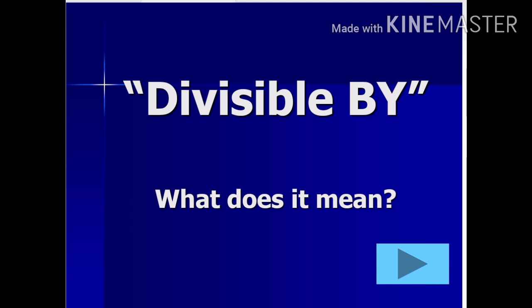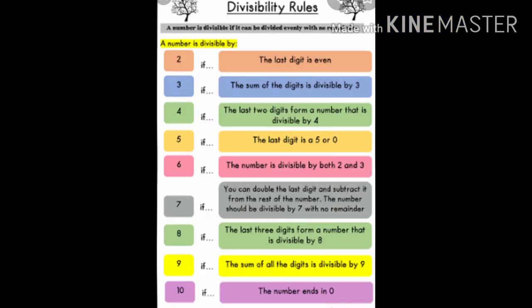What is meant by divisible by? Divisible by means we are dividing any number evenly without leaving any remainder. Here we will be learning how to find out whether a number is divisible by another without actually performing the division. So we will be learning some divisibility rules.